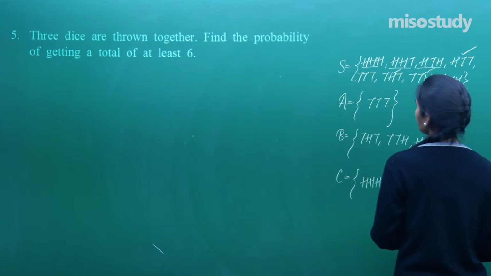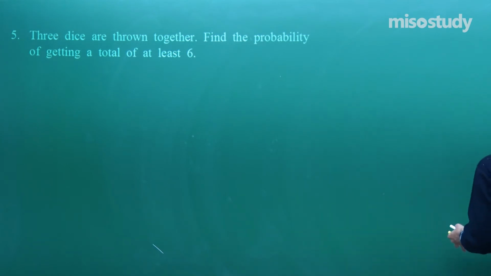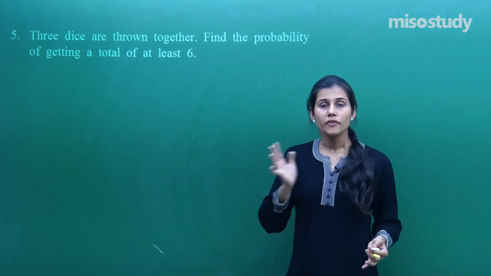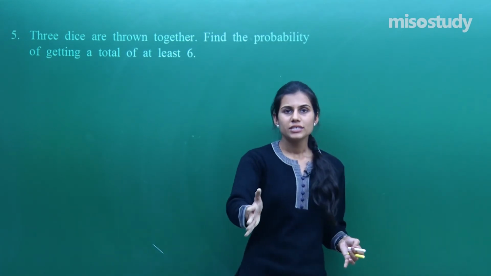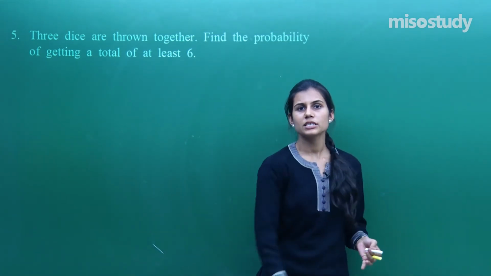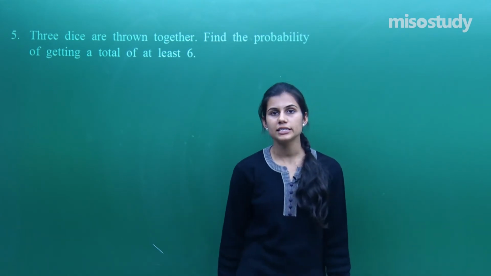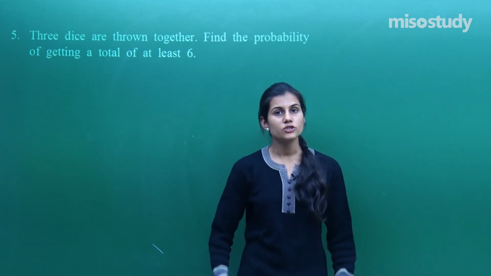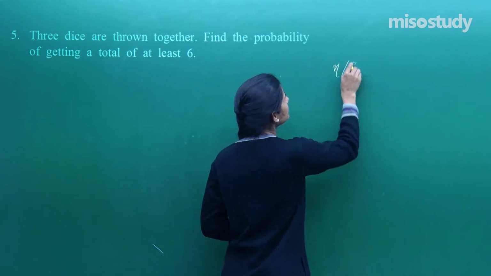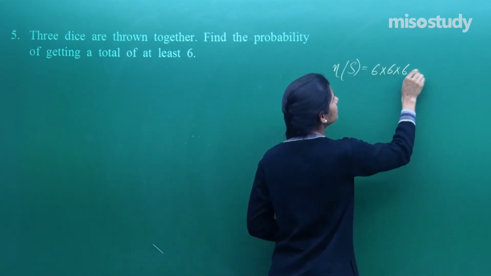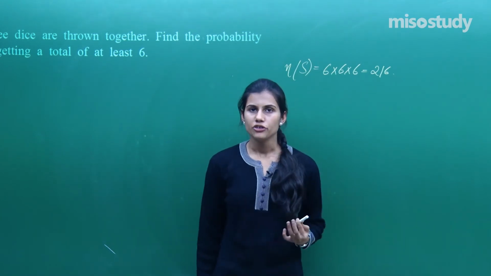Next we have 3 dice are thrown together. Find the probability of getting a total of at least 6. Please try to understand, it's very difficult to write the sample space explicitly here. On the first die you can get outcomes from 1 to 6, on the second die from 1 to 6, on the third from 1 to 6. So all 3 rolled together give you 6 into 6 into 6, that is 216 outcomes in total. It's impossible for us to write all 216 possible outcomes, and there is no need as well. There are 216 elementary events associated with this random experiment.